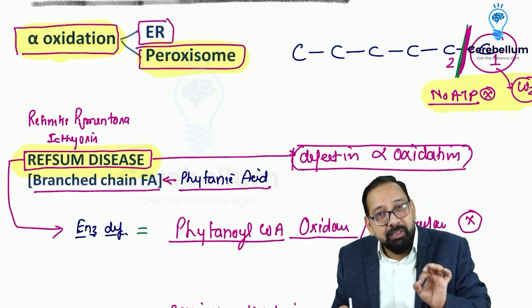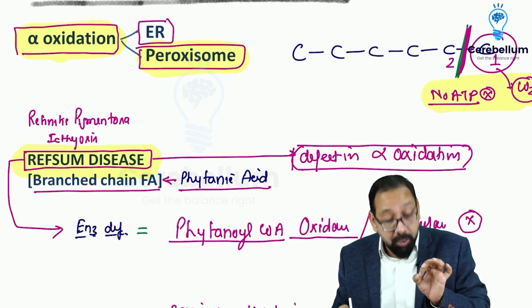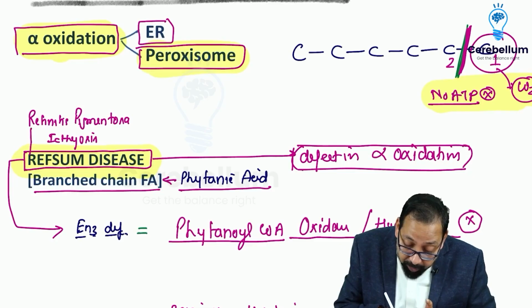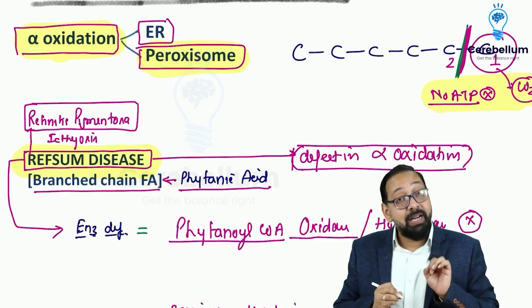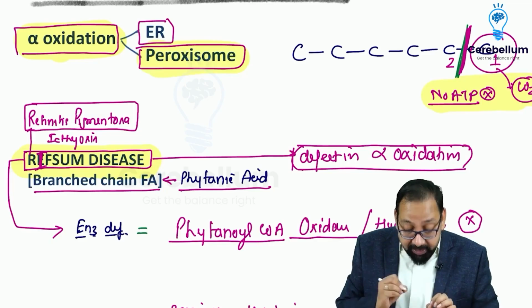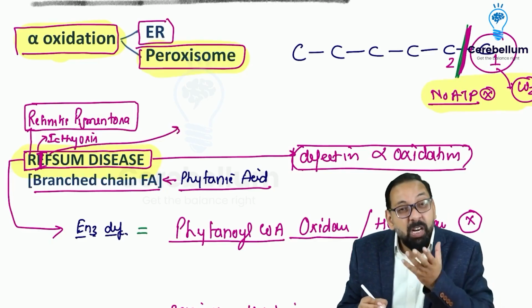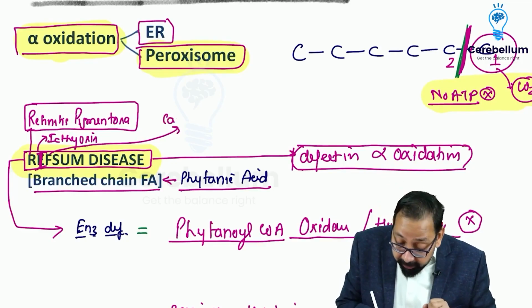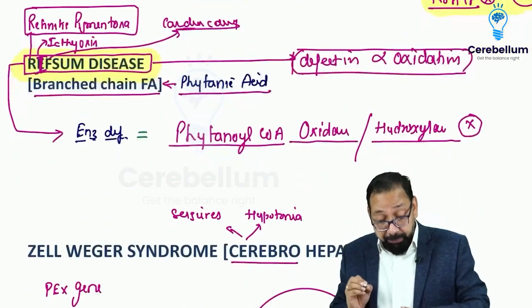In this, branched chain fatty acid metabolism is defective, and for the symptoms, the mnemonic is R for Refsum disease, R for retinitis pigmentosa. I remember it as I for ichthyosis, F for fibrillation, ventricular fibrillation or cardiac arrhythmia. So these are the symptoms of Refsum disease.